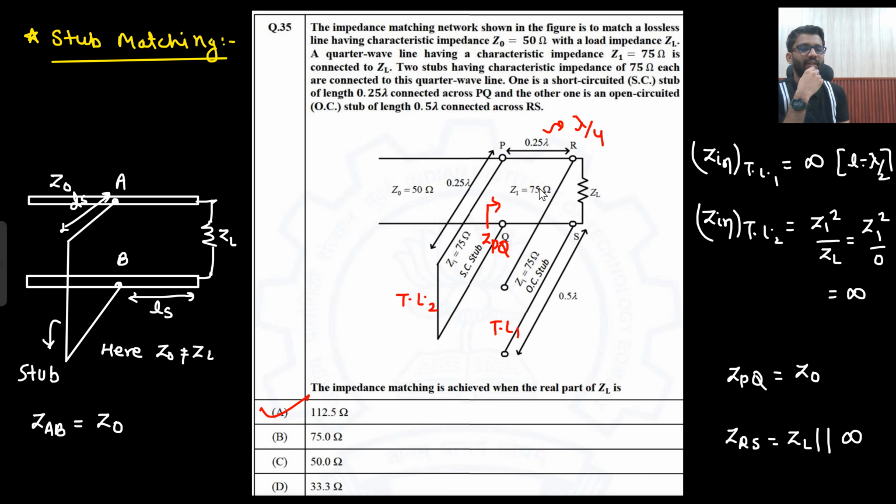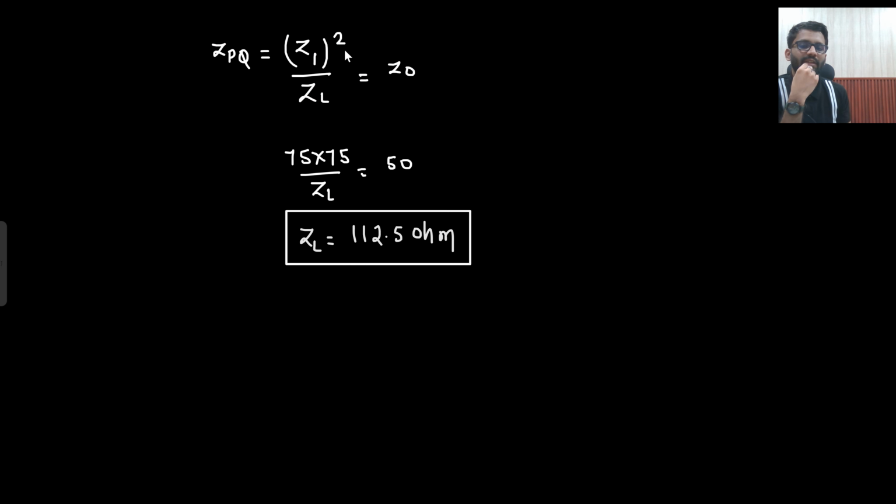For the lambda by 4 line, it was Z1 square by ZL. So Z1 square by ZL is equal to 50. From this, the ZL value you are getting is 112.5. So that's it. This is about your impedance calculation.